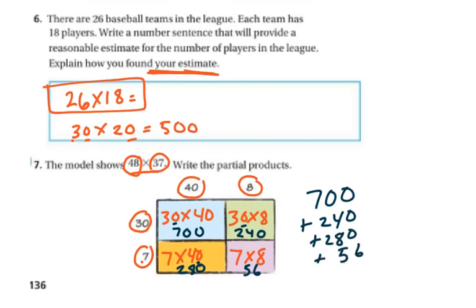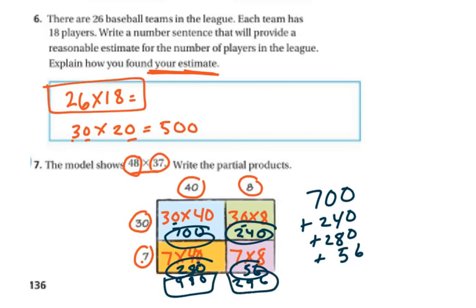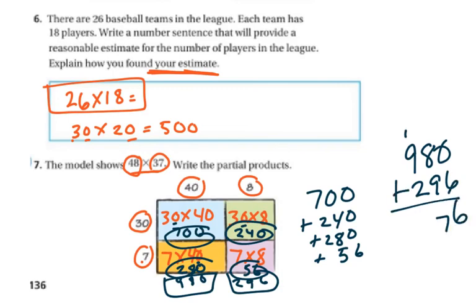And then if I were to solve this all the way out, I would do 1,200 plus the 280, which is 1,480. And on this side, I would have 240 plus 56, which is 296. Because I basically added these two numbers on this one and these two numbers on this one. Now I'm going to add my partial products over here. I get 1,480 plus the 296. So the answer would be 1,776.